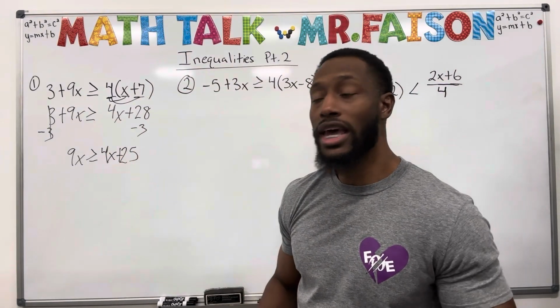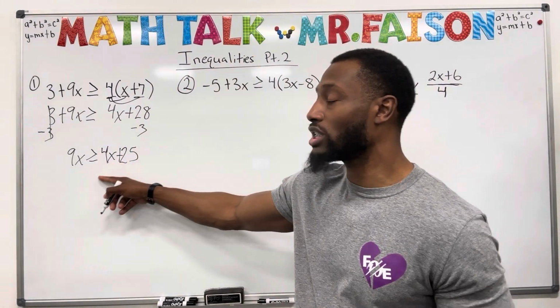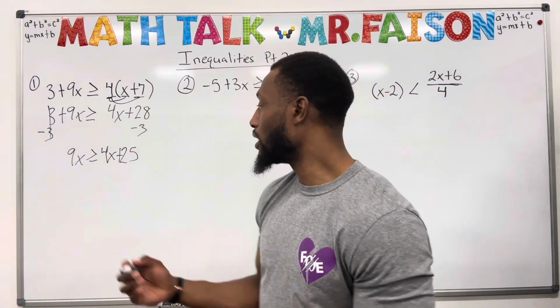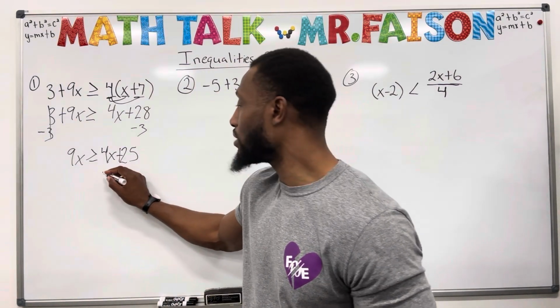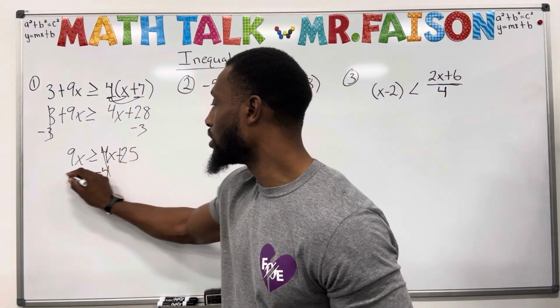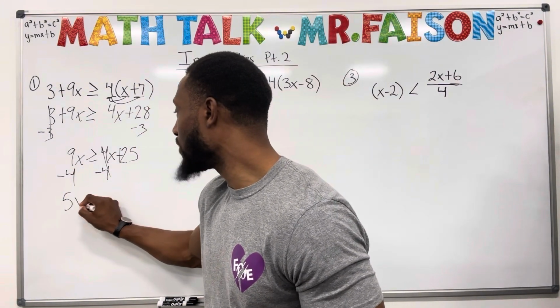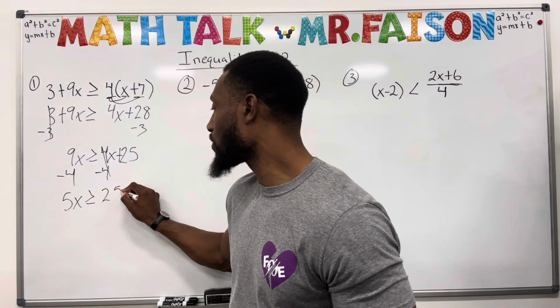All right, now we have this 4x. This 4x wants to get over here with the 9x, but he can't just walk over there. We have to move it mathematically. So it's a positive 4, we have to make it minus 4 to cancel it out. All right, 9 minus 4 is 5. It's gonna be 5x is greater than or equal to 25.